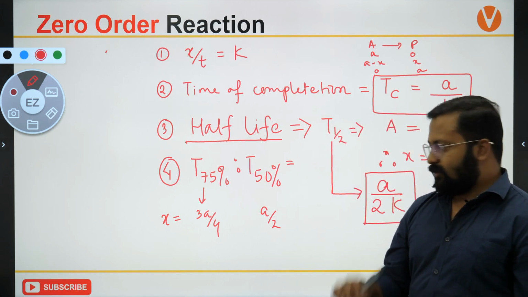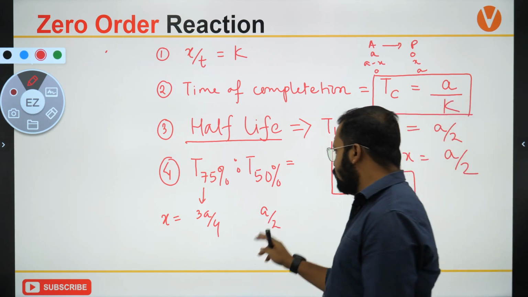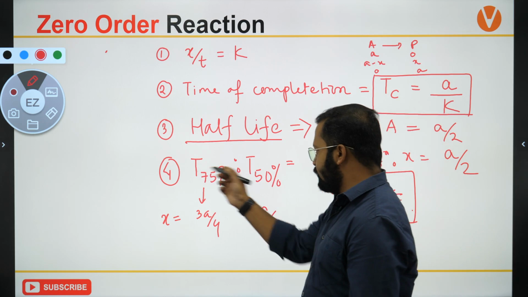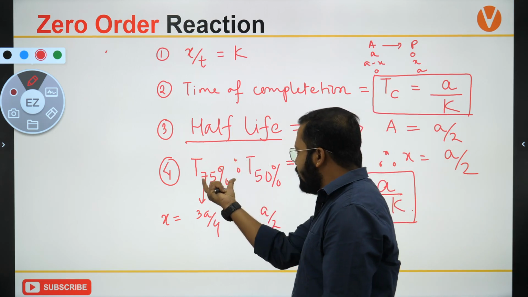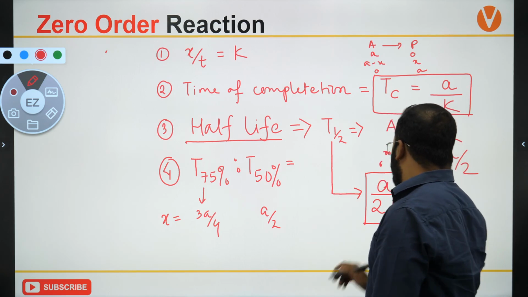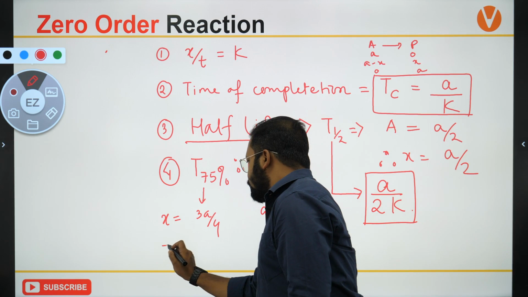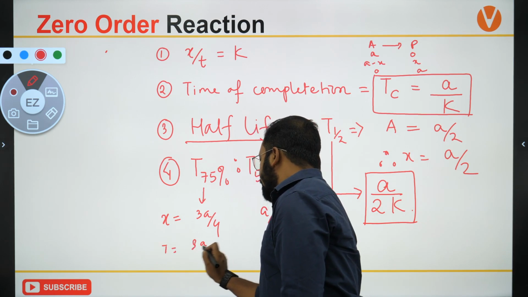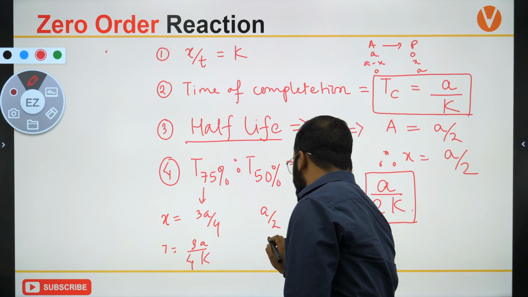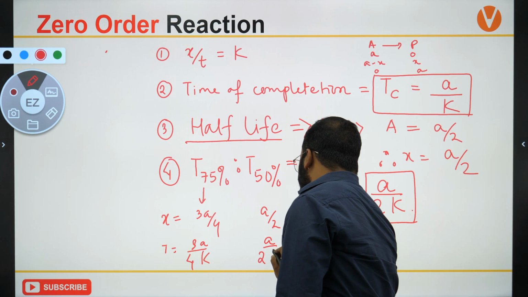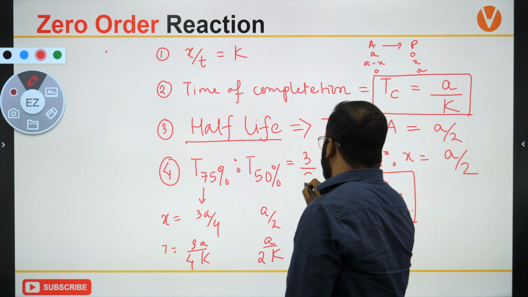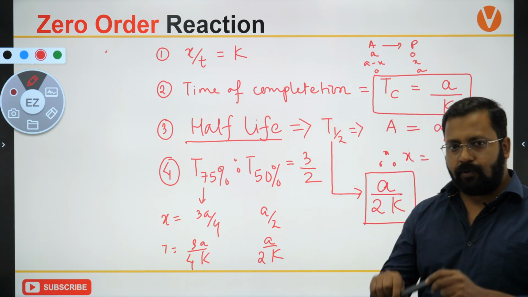Okay, 3A by 4, and this is A upon 2. So what is the time that it takes for 75% completion and 50% completion? I will divide both of them. For this I will write time as equal to 3A by 4K, and for this it will be A upon 2K. I will divide both of them. I will get 3 upon 2. Answer would be 3 upon 2.